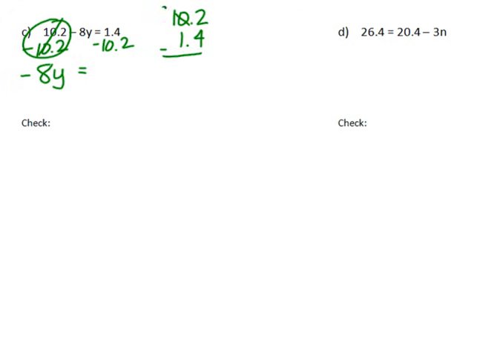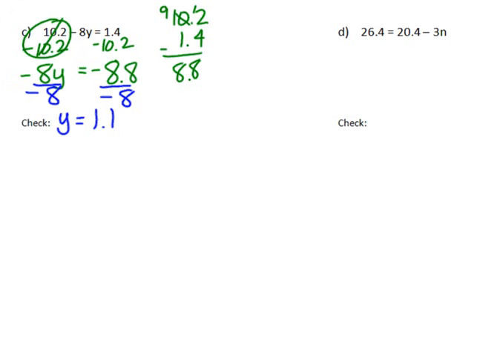So I'm going to start by subtracting 10 and 2/10 from each side. So this is a 0 pair. I'm left with negative 8y. And then since these have different signs and I'm subtracting, I'm going to put 10.2 on top and then subtract 1.4. So that's going to come out to negative 8 and 8 tenths. Okay, now we can divide by negative 8, and I get y equals positive 1 and 1 tenth.